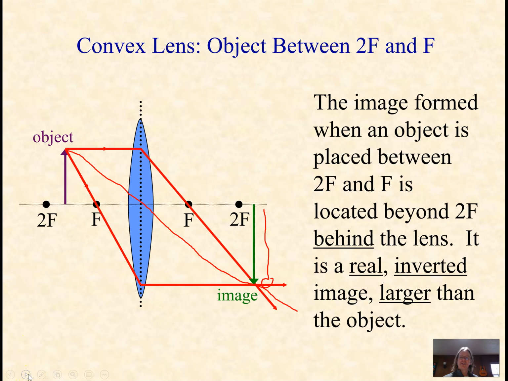Alrighty, so the object is inverted, and larger. So the magnification will be greater than 1. It'll still be negative because the negative means it's inverted, but it's going to be greater than 1 because it's larger than the object. So the negative just means it's inverted. And it's a real image.